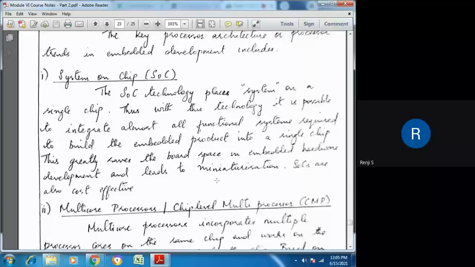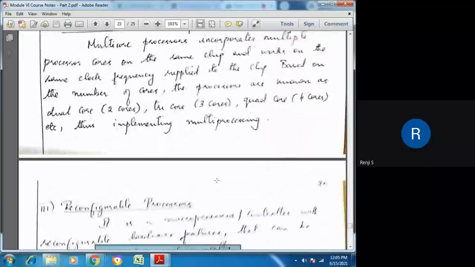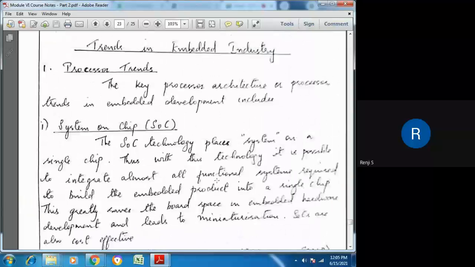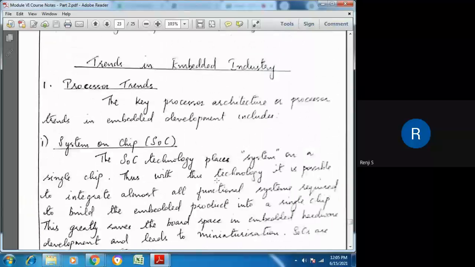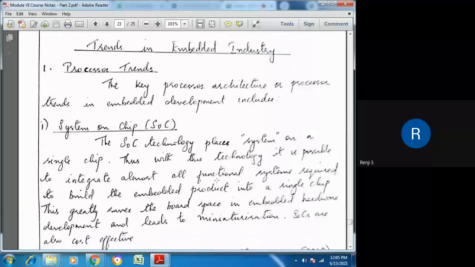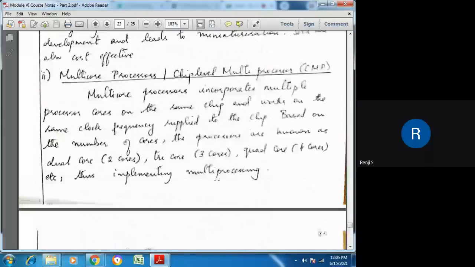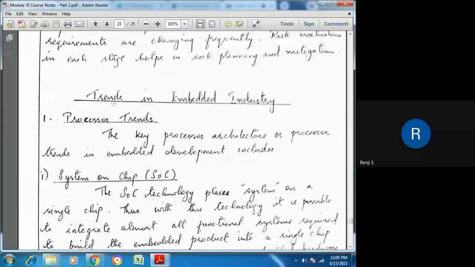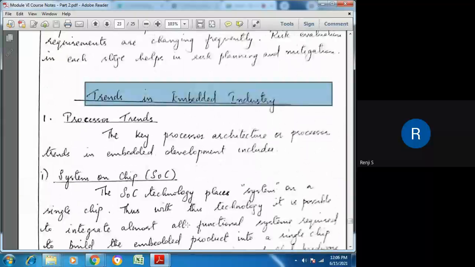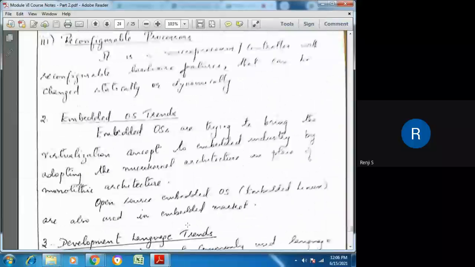That is system on chip, multi-core processors, and reconfigurable processors. So there can be a form question like this: what are the processor trends in embedded industry? That can be a 4 or 3 marks question. Or this can come as a single question, like explain the trends in embedded industry. So you have to write all the trends.